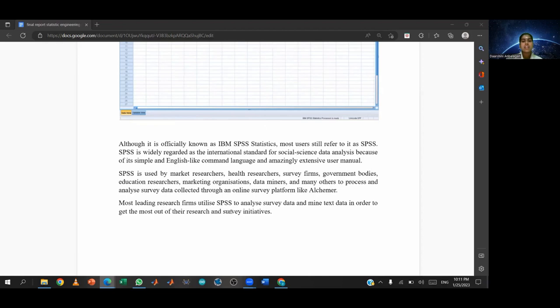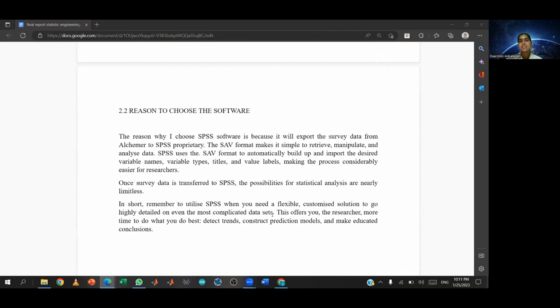Next, I will be presenting the reason for choosing this software for our project. The reason why I chose SPSS is that it can export the survey data from Alchemer to SPSS's proprietary SAV format, which makes it simple to retrieve, manipulate, and analyze data. SPSS uses the SAV format to automatically build up and import the desired variable names, variable types, titles, and value labels, making the process considerably easier for researchers.